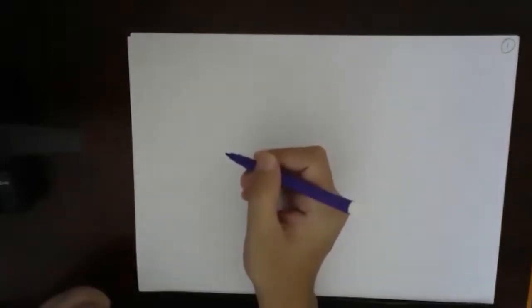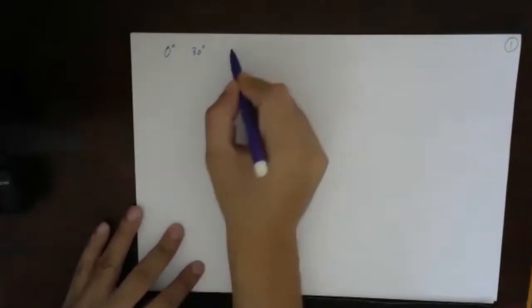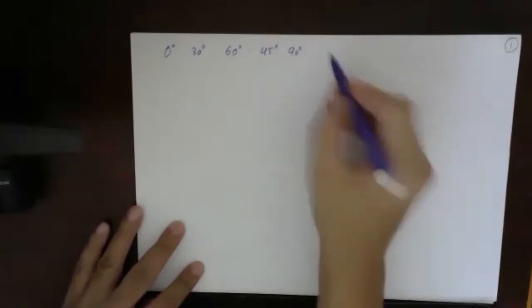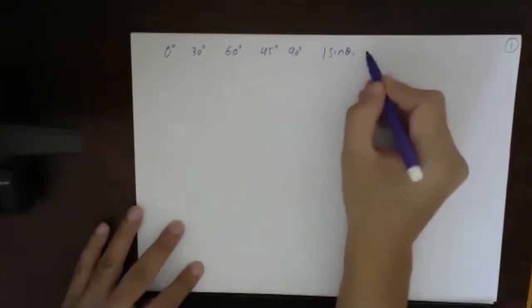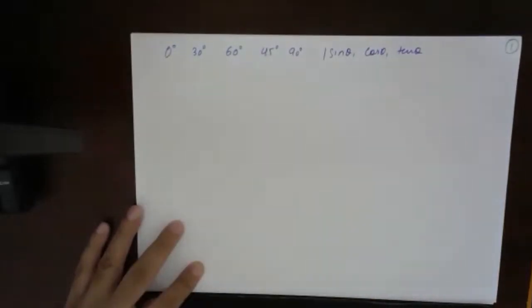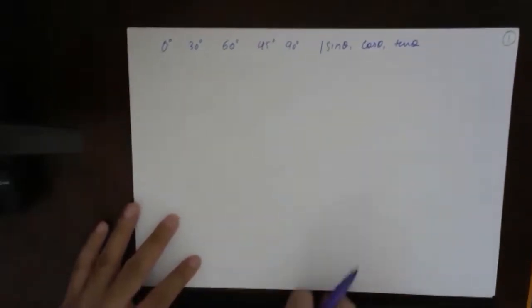So let's start. Yesterday we were doing different angles, and we found some basic results for some standard angles. We found values for 0 degree, 30 degree, 60 degree, 45 degree, and 90 degree for sine of theta, cos of theta, and tan of theta. We have found these values for these different trigonometric ratios.